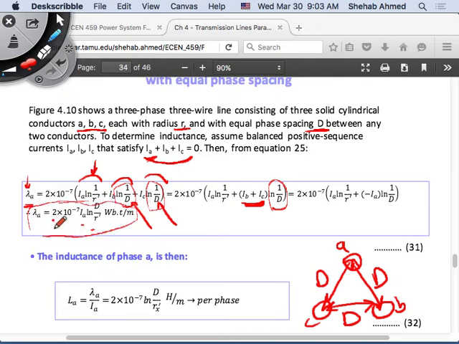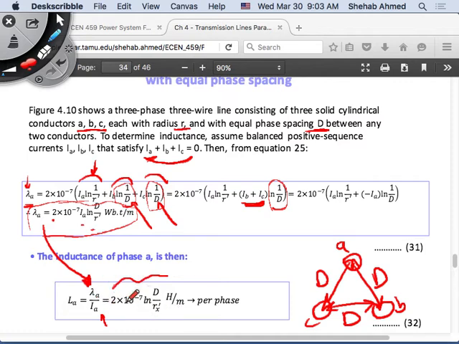Right? So this is the total flux linking conductor A due to itself and phases B and C. If I want to find the inductance, I divide it by the current in phase A. And this is going to be the inductance. This is 2 times 10 to the minus 7 natural log D over R.